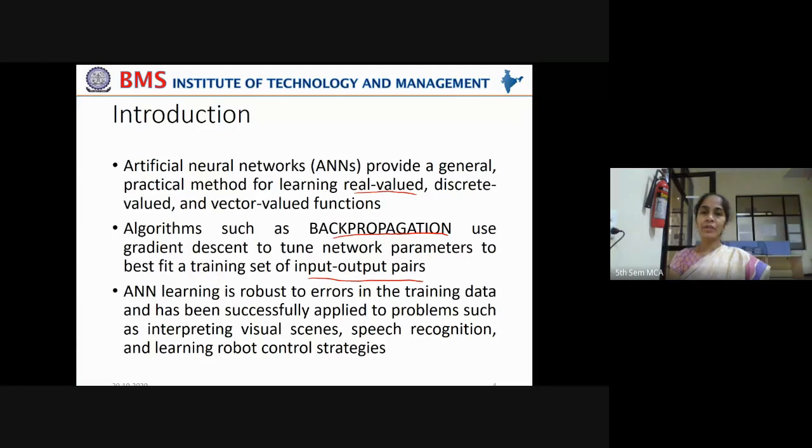Okay, now algorithms such as backpropagation use gradient descent to tune these network parameters. Lots of parameters will be available. How many hidden layers should be there? How many neurons should be there for each hidden layer? These are all various hyperparameters. Hyperparameters means the parameters which affect the outcome. So these parameters have to be tuned in order to arrive at the best solution.